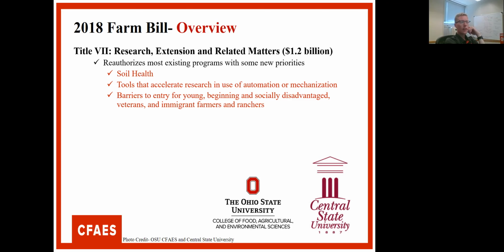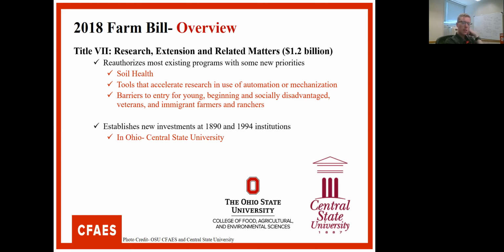And then also the barriers to young, beginning, and socially disadvantaged veterans and immigrant farmers and ranchers. This is something that's been in here for a while, and we keep seeing time and time again, largely because no one knows what to do. And so they're actually providing money and incentives for people to research ways to help beginning young farmers and ranchers. We see new investments in 1890 and 1994 institutions. In Ohio, that would be Central State. We see bigger commitments, matching funds available if state funds are available to get more money for those institutions.